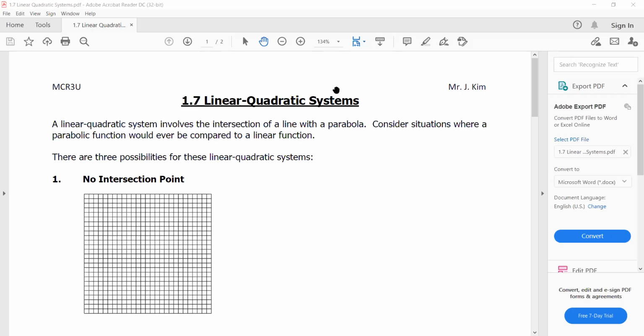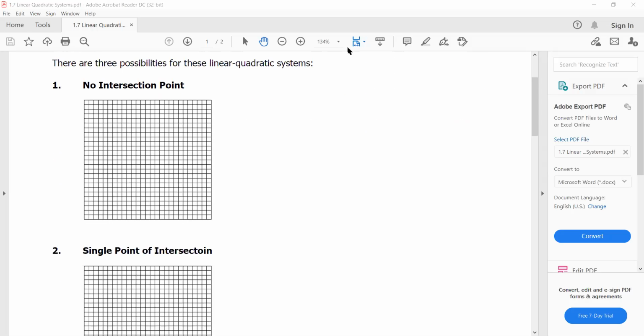Okay, let's do this. So 1.7, linear quadratic systems. Everything that we are doing today is no different than what you've always been doing, but I'm just going to frame it a little bit differently. So here's my x-axis, and I'm going to use, let's say, red. Let's pretend here's my parabola, and because we're dealing with a quadratic equation, let's call this function q of x.